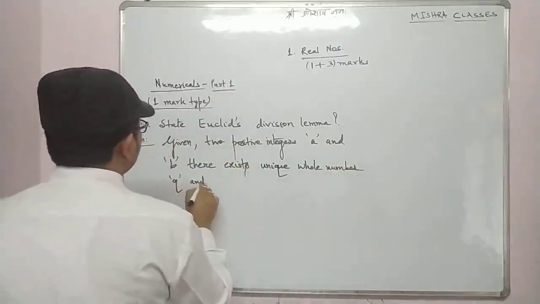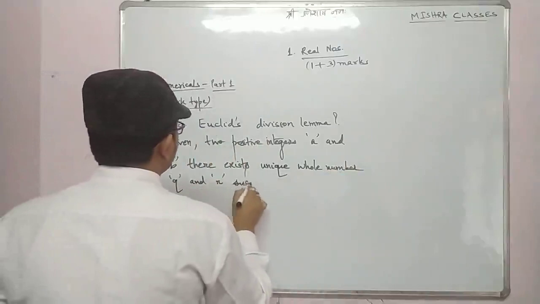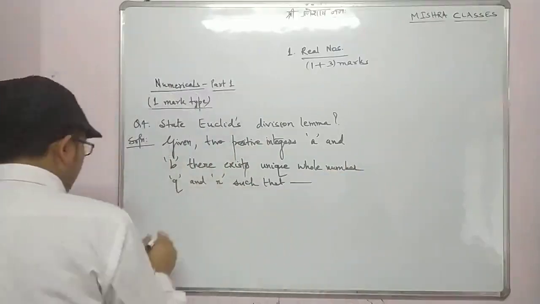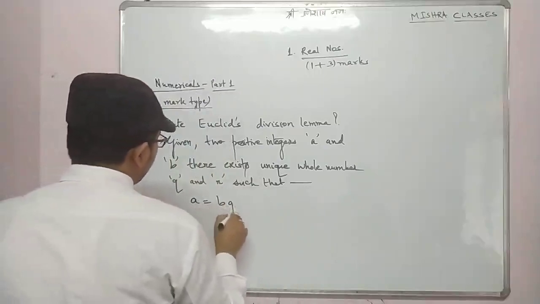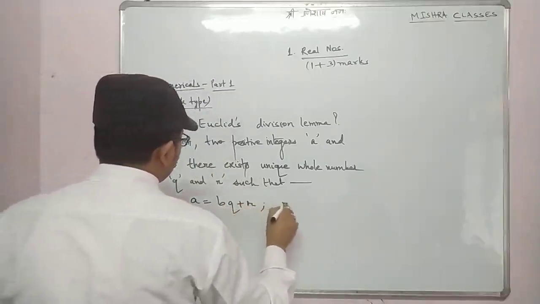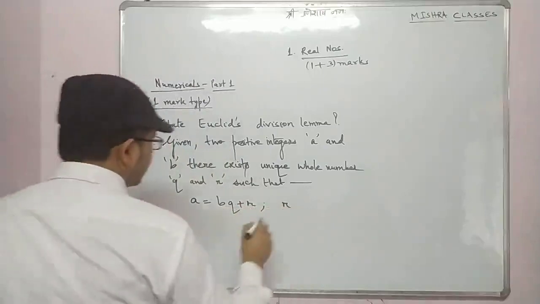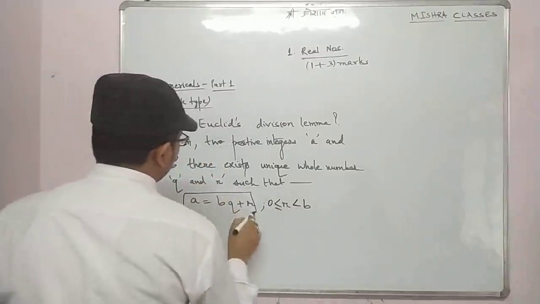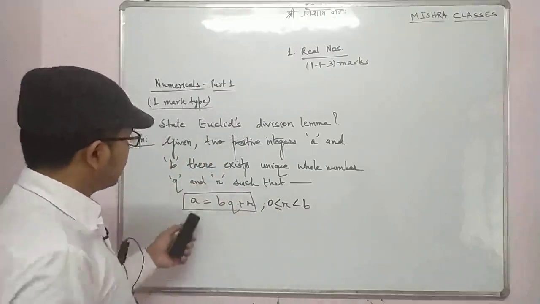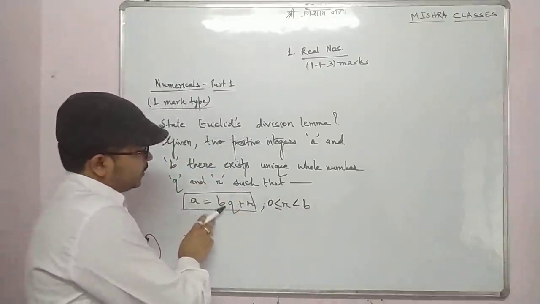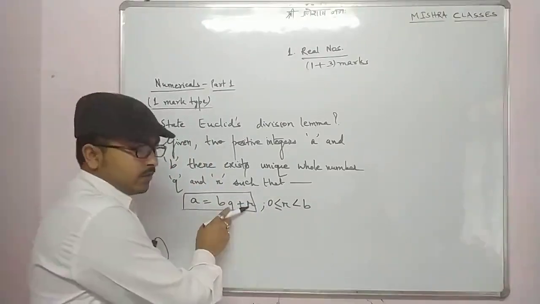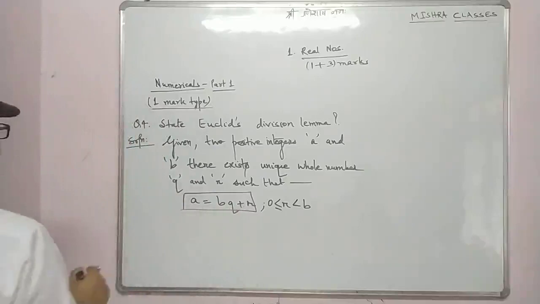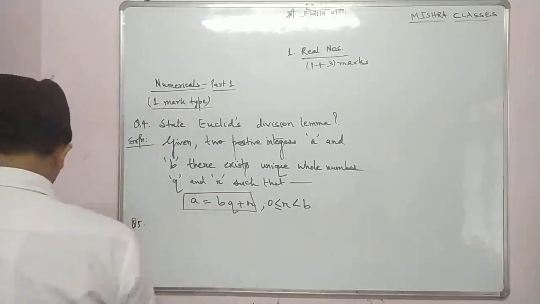q and r such that a equal to bq plus r. And what is this r? This r is less than b and greater than or equal to 0. This condition. Now if you remember nicely, this is our dividend. This is divisor into quotient plus remainder. Yes or no? So this is division lemma. Is it clear?